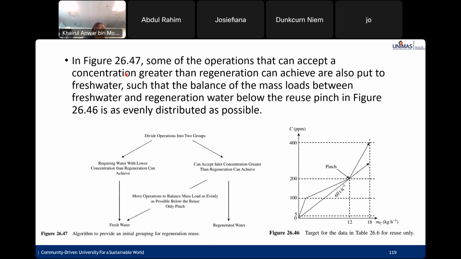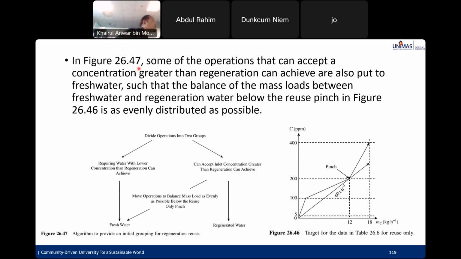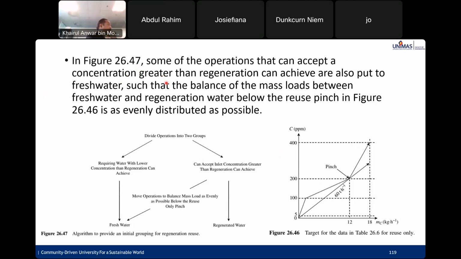In figure 26.47, some of the operations that can accept a concentration greater than regeneration can achieve are also put to fresh water, such that the balance of the mass load between fresh water and regenerated water below the reuse pinch in figure 26.46 is as evenly distributed as possible.